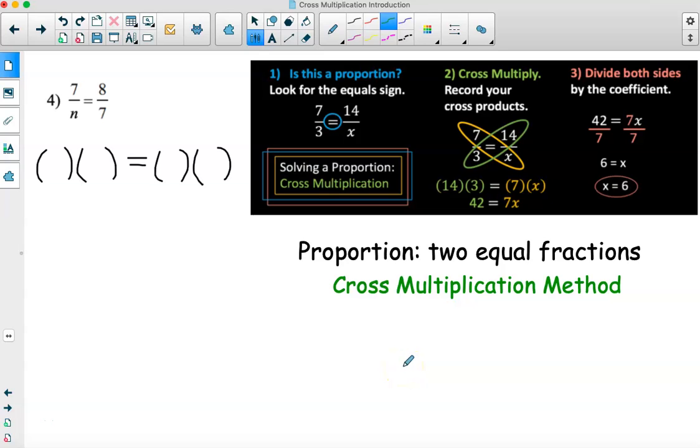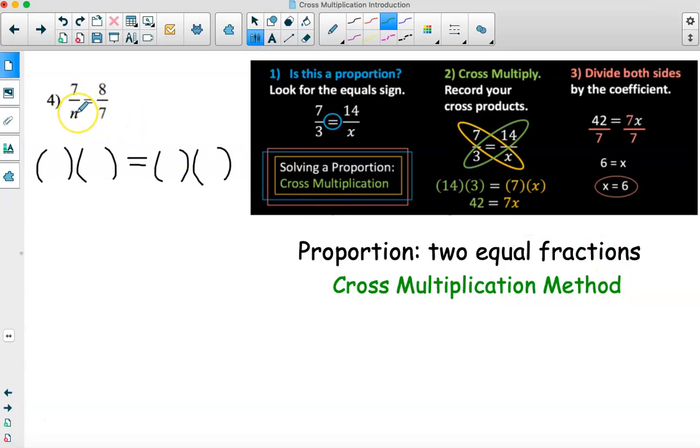In this video, we're going to be talking about the cross multiplication method. Step 1 is to determine if this is a proportion. So we're going to be looking for an equal sign. So I see an equal sign, I see two fractions, so I know that it's a proportion, because a proportion is when you have two equal fractions.